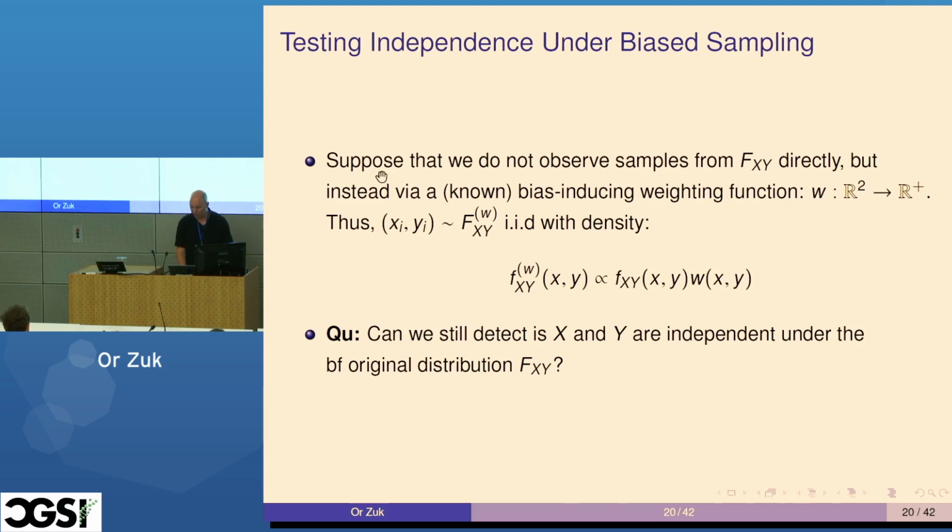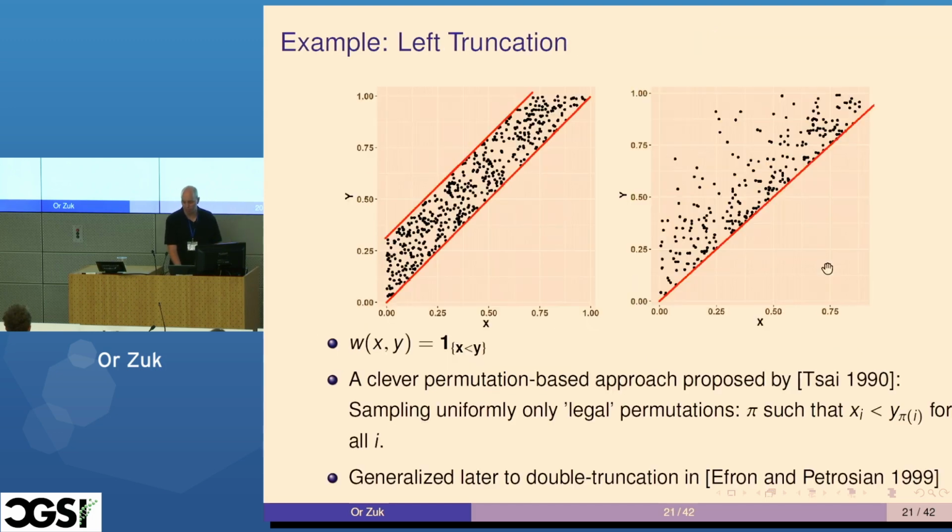So the question is, how can you, from this biased sample, detect whether or not X and Y were independent before you applied this bias? It's a harder problem, so we're going to make it a little easier on ourselves. We're going to assume that the bias is known. Otherwise, it's really hard, or sometimes impossible.